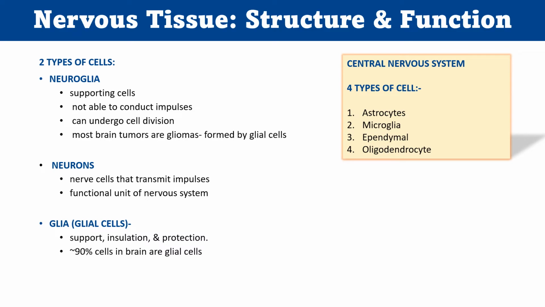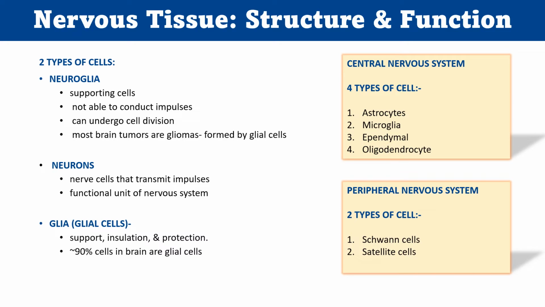The central nervous system contains four types of glial cells: astrocytes, microglia, ependymal cells, and oligodendrocytes. The peripheral nervous system, or PNS, contains two types of cells: Schwann cells and satellite cells. Now we're going to look at each type of cell separately.